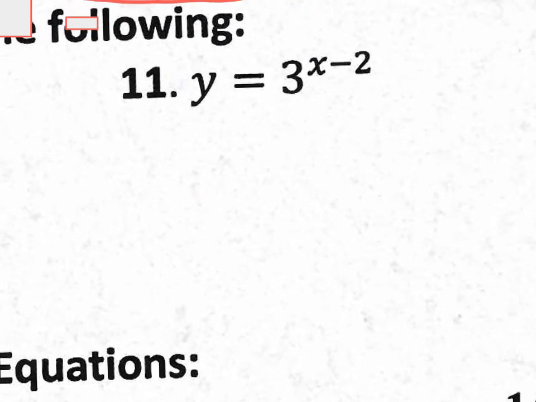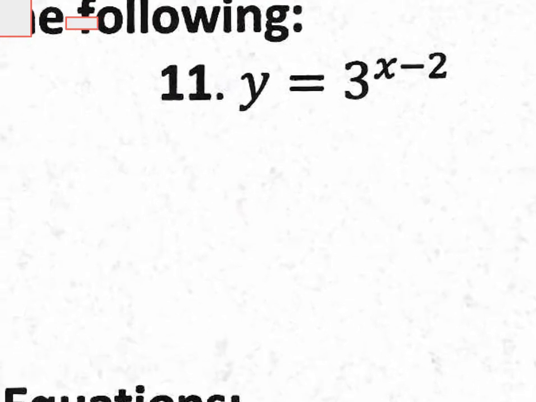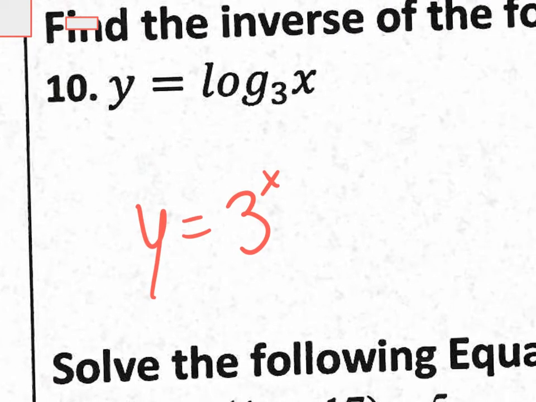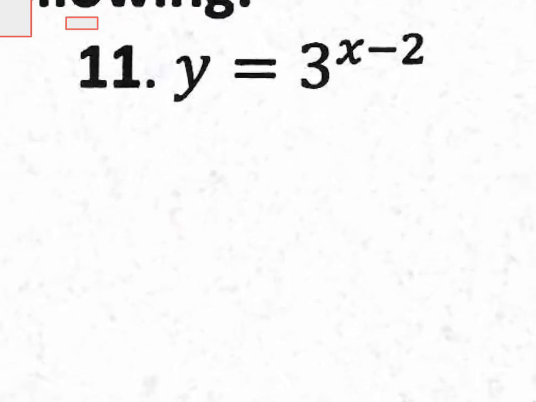Right here, you can't do that trick because there's an h, right? And over here, you can't do that trick because there's a k. So that only works when you don't have an h or k. You could switch your logarithmic form to exponential, or you could find the inverse by simply covering up log. Right here on number 11, let's actually work this out.